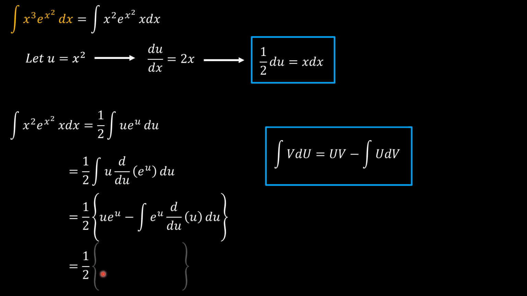So we have a half times u times e to the power u minus the integral of e^u, which is equal to a half times u times e to the power u minus e to the power u plus the integration constant. Now we have to go back to the x domain. We substituted into the u domain, now we have to go back.